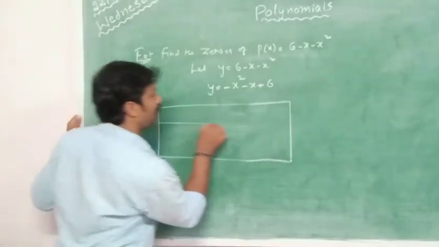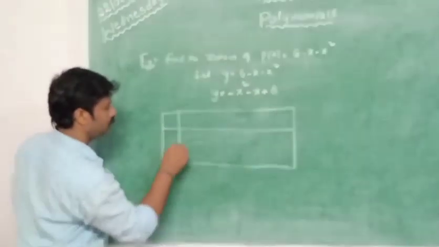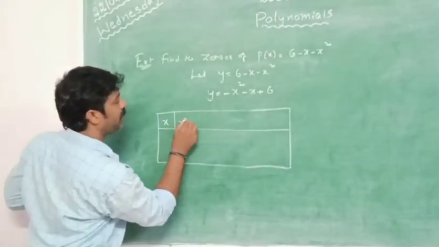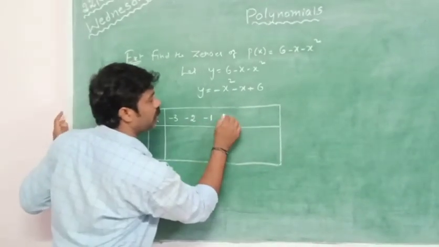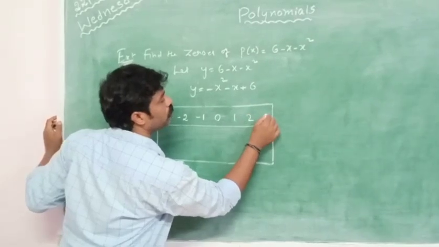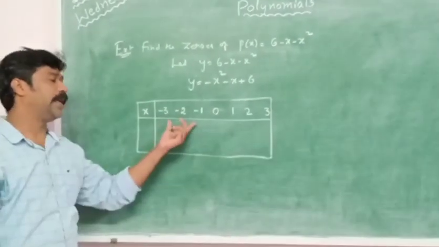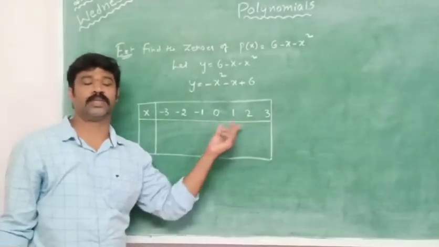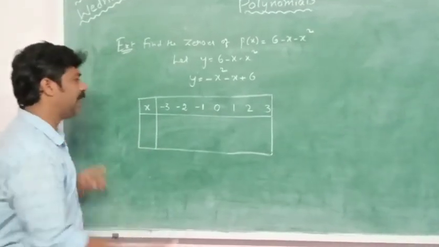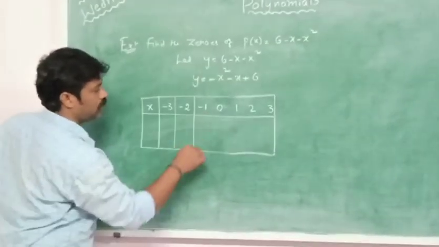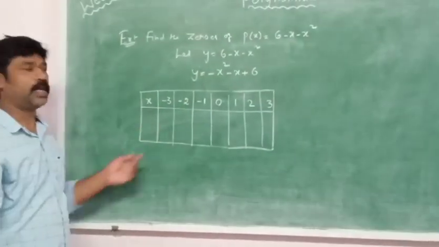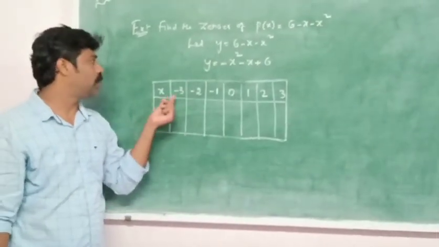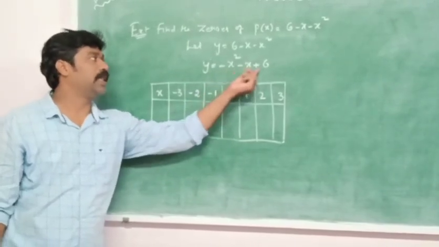So if I take x values as minus 3, minus 2, minus 1, 0, 1, 2, and 3, I am taking 3 negative values and 3 positive values, including 0. We can take any values, so I am taking these. And if you substitute those x values in the given polynomial, then we will get the y value. So if you substitute x is equal to minus 3, then we will get the y value.